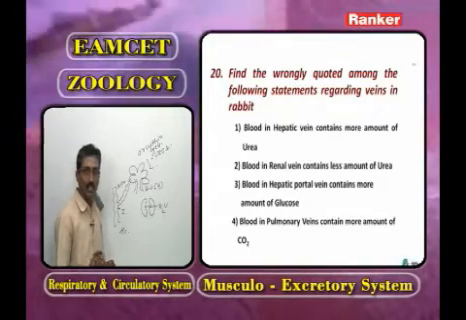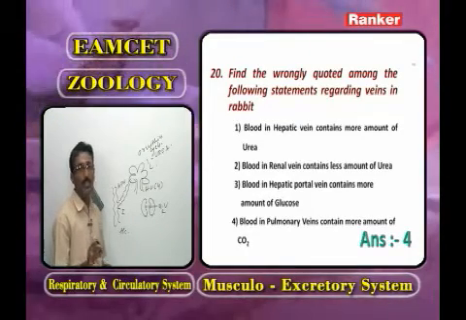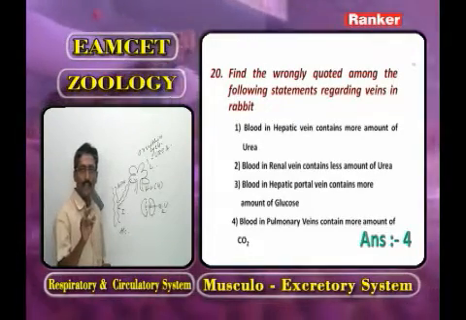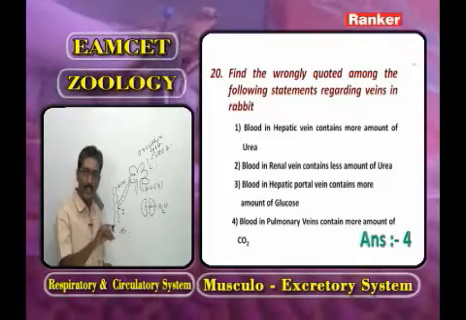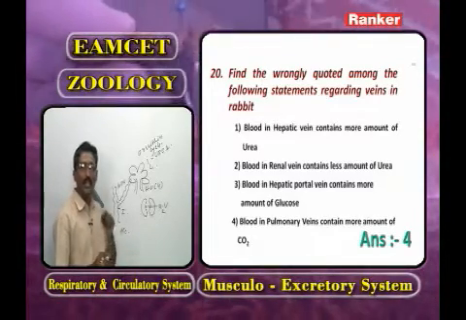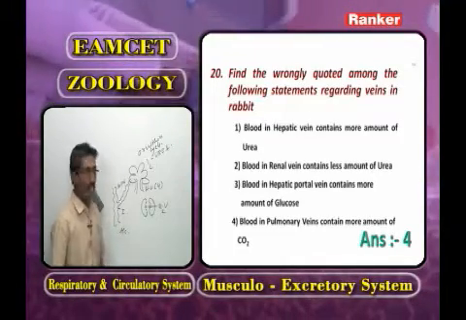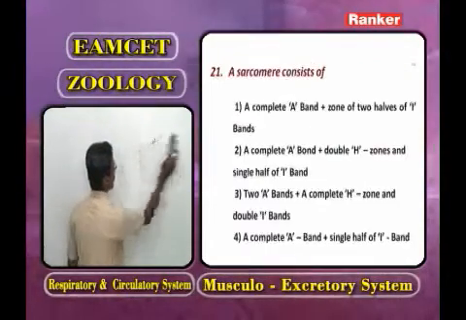Automatically the fourth one is wrong. That is, the blood in pulmonary veins contains more amount of carbon dioxide. Pulmonary veins arise from the lungs. So in the pulmonary veins blood, what is more? Oxygen, but not carbon dioxide. So the fourth statement is wrong. Now we go for the next statement.